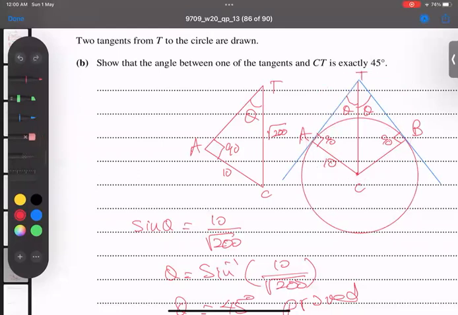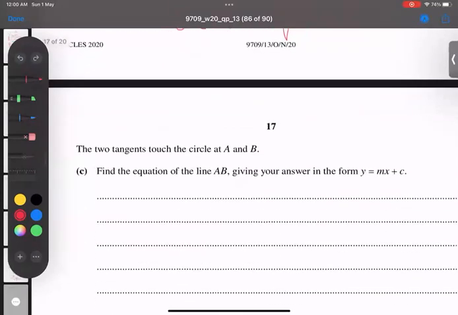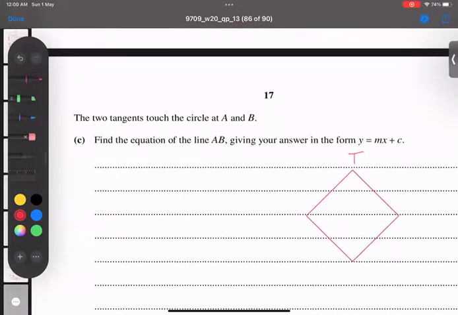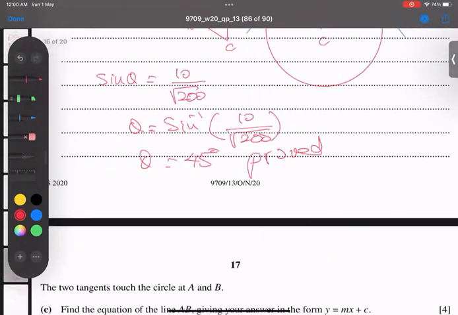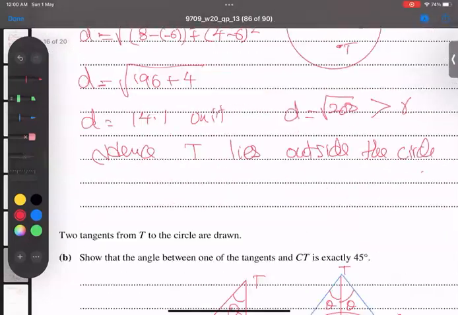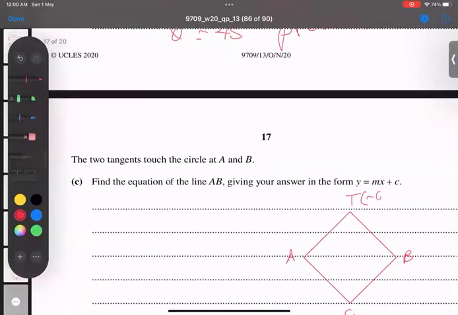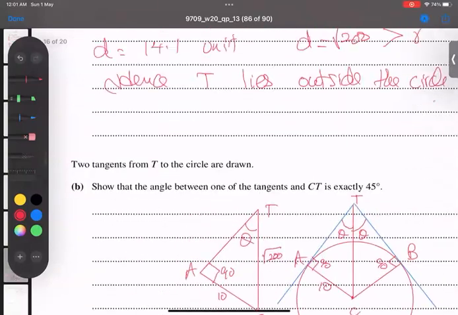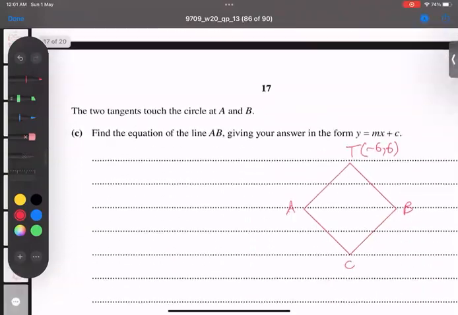Whenever we have a square shape, I try to make a square shape again, this, this, this, and this. Here we have T, here we have C, here we have A, here we have B. And T is, I think, 6 and minus 6. No, minus 6 and 6. And C, the center, I got what? 8, 4.